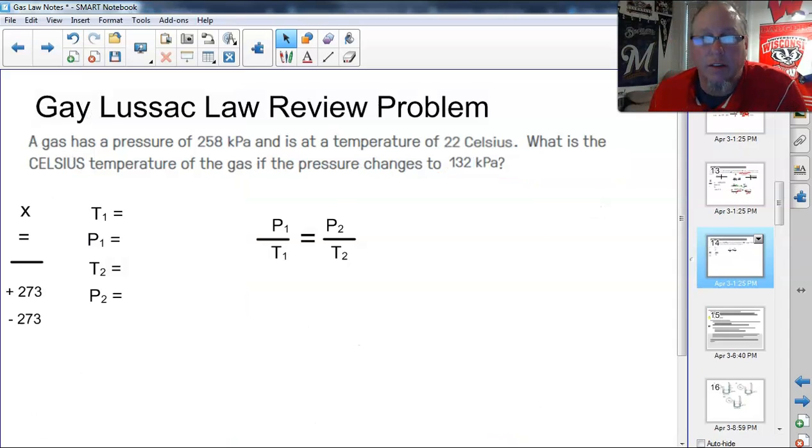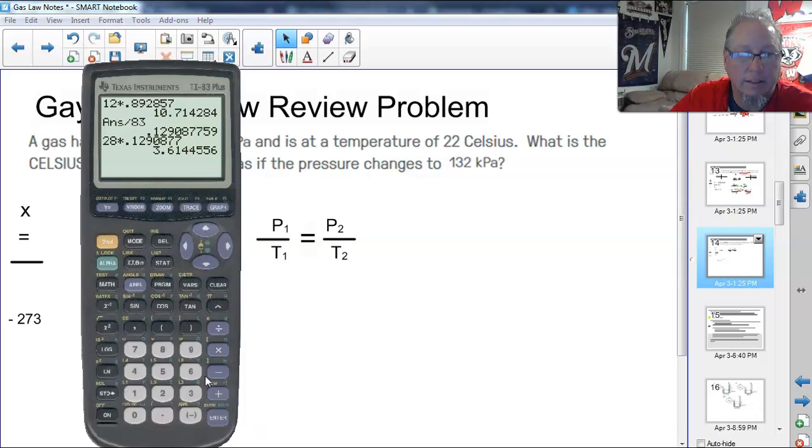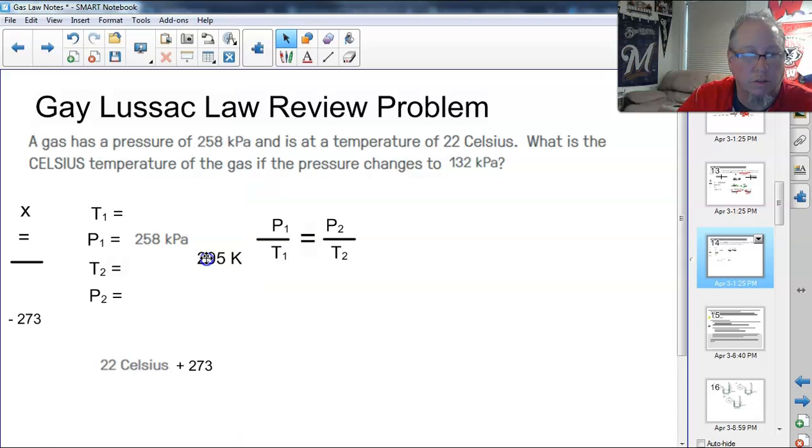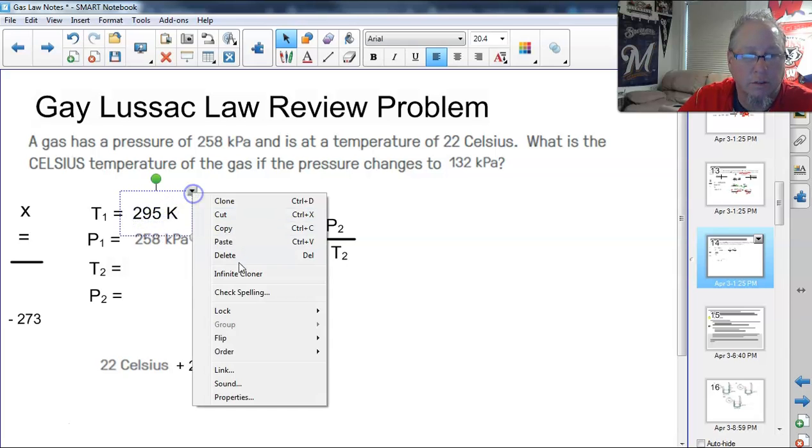And finally, a review of a Gay-Lussac problem. 258 kPa. That's my pressure. 22 degrees Celsius. Not going to be able to use that. I already know that if I have a degree Celsius, I am going to have to add 273 to that. So when I add 273 to 22 degrees, I get 295. So 295 will be my starting temperature. I'm just going to go ahead and infinite clone that right now so I can use it later.